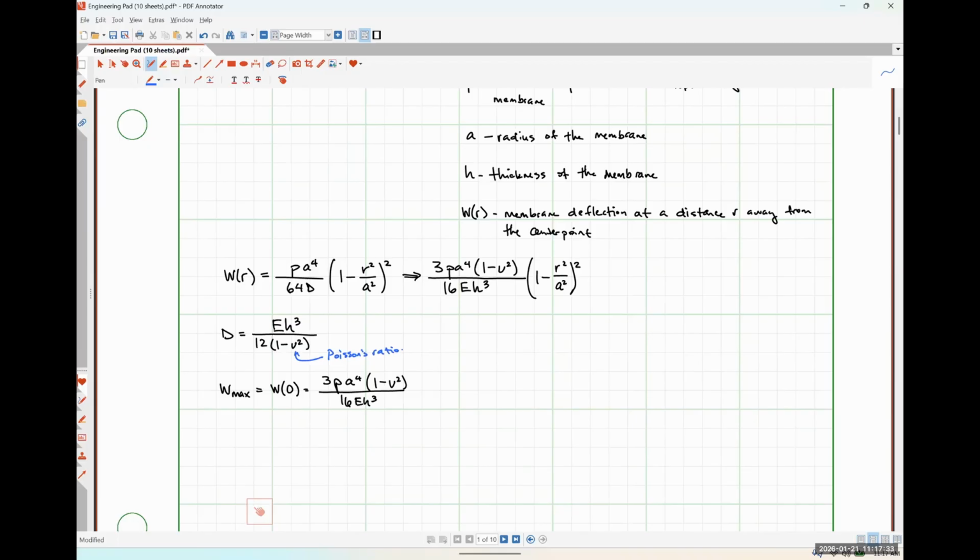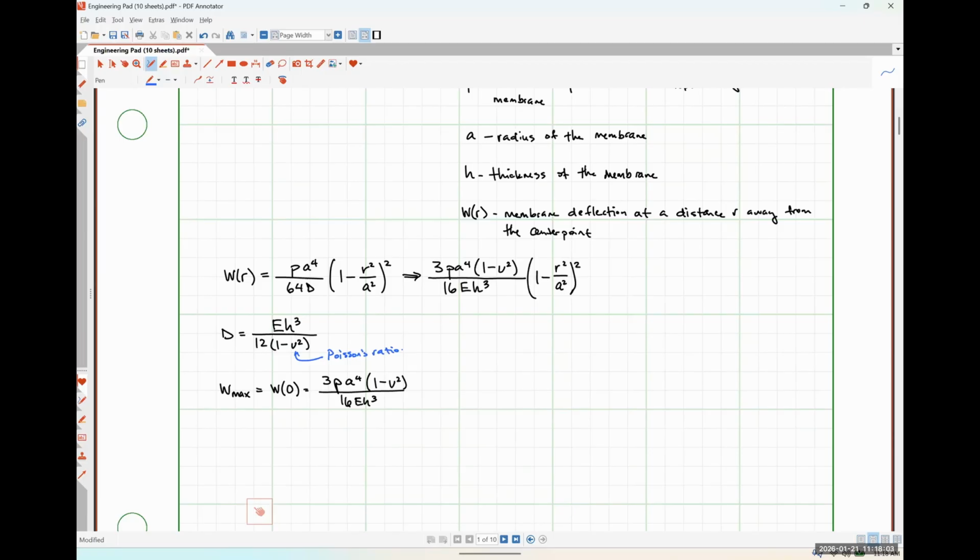So as this membrane deflects, it's going to experience longitudinal stresses, which will be in radial directions out, and then transverse stresses, which will be orthogonal to the radial directions out. Right? The stress is experienced on the surface of the membrane.